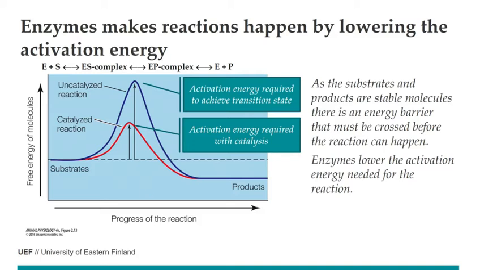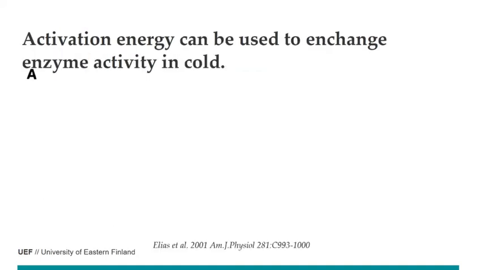In these enzyme reactions, there are actually four different steps. First, we have the enzyme and the substrate, which must find each other to form the enzyme-substrate complex. Then the enzyme works to turn the substrate into the product. And then the product must leave the enzyme. Usually the slowest step is finding the substrate and binding it, which is why we can have different speeds in the reactions. And this activation energy can actually be used in environmental adaptation.